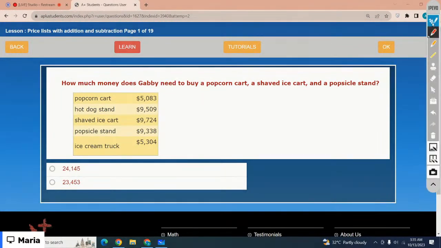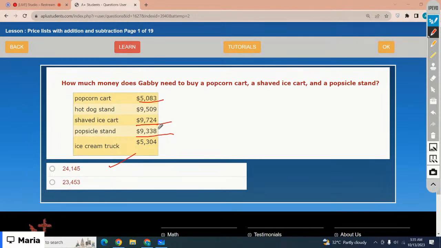You need to see if he needs to buy the popcorn cart, that is $5,083, a shaved ice cart, that is $9,724, and a popsicle stand. Here is the popsicle stand, $9,338. So how much money does he need? Basically you need to add these three values, right? So when you add, it would be 8 and 4 is 12, and 3 is 15. Option number 1 is the correct option, right?